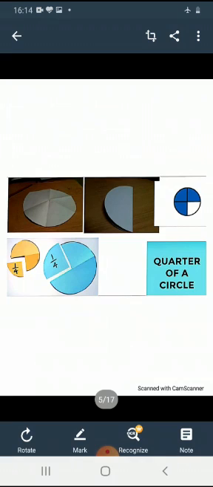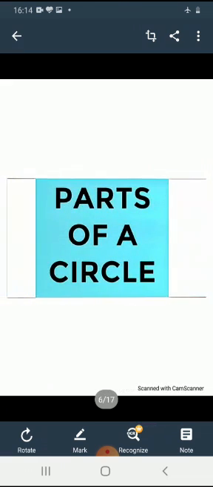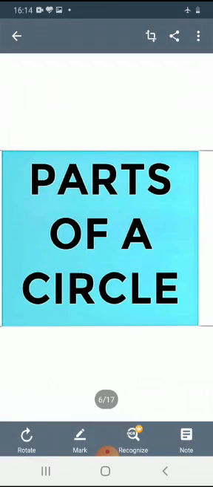How do we get the parts of a circle? Let us see the parts of a circle. What are we going to learn now? The parts of a circle. How many parts of a circle will be there? What is a half circle? How do we get a semicircle? All this we'll learn.